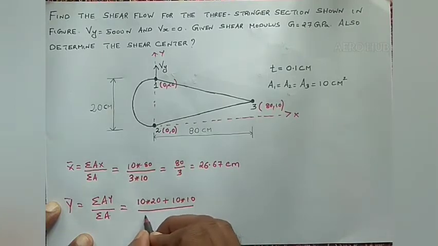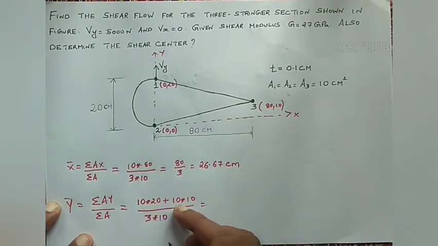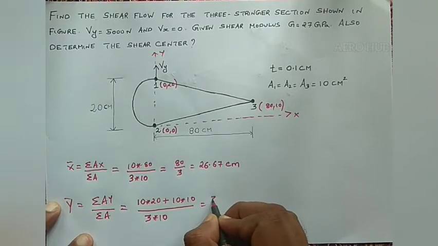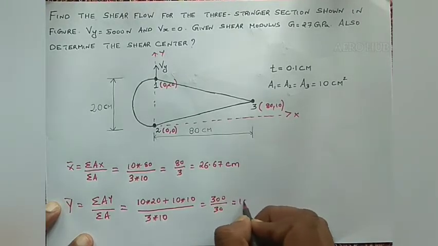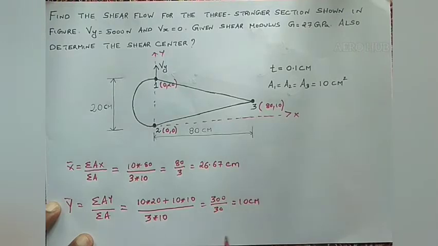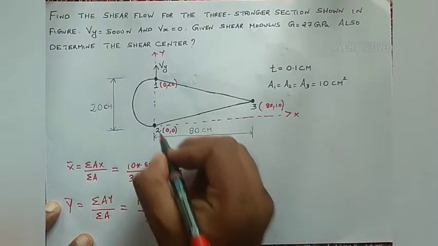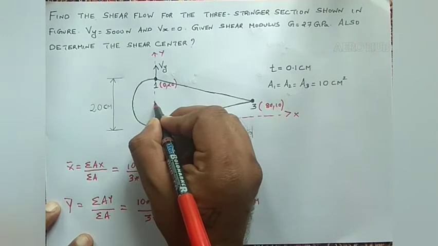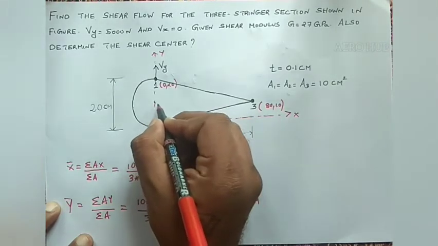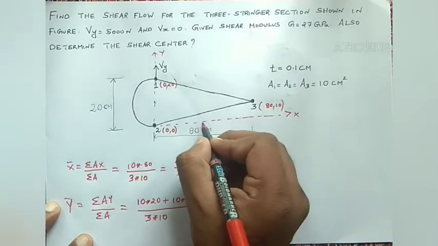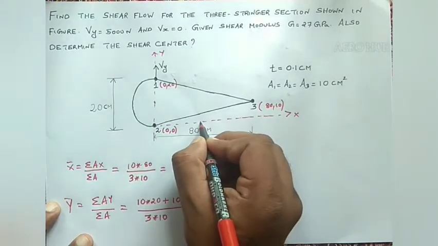And for point 3 the value of y is 10, so it will be 10 into 10, divided by the summation of area. We have 3 boom areas of equal size, 10 centimeter square. So this will be 10 into 20, 200, plus 10 into 10, 100, 300 by 30, that will be 10 centimeter. So exactly we have y bar as 10 centimeter. From this point to 10 we have the symmetry. Okay, so I can plot from here.